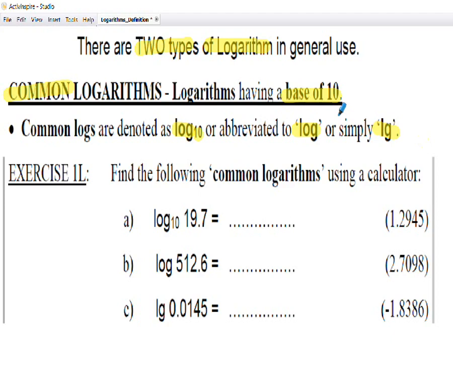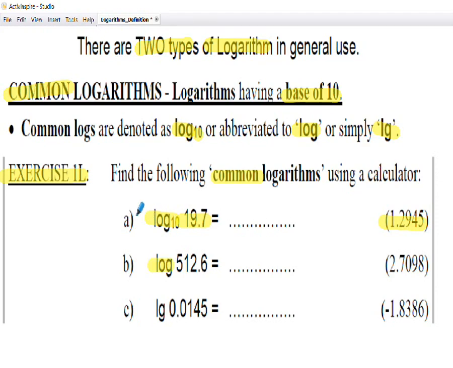Exercise 1L, we're asked to find the common logarithms of the following using a calculator. So part A, log to the base of 10 of 19.7. On your calculators, if you press the log key, then 19.7, press equals, you should get the value of 1.2945 to 4 decimal places. What we're saying there is if we raise the base of 10 to the power of 1.2945, we get 19.7.